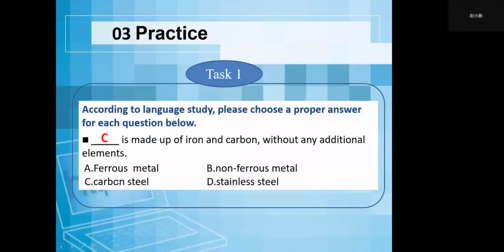C. Carbon steel. Carbon steel is made up of iron and carbon. Ferrous metal includes carbon steel and alloy steel. And the answer is C.